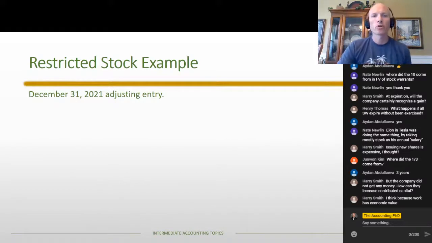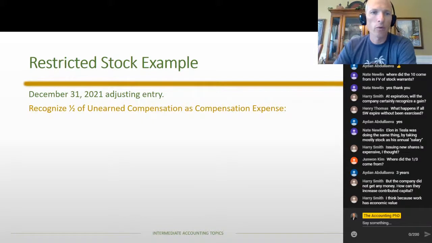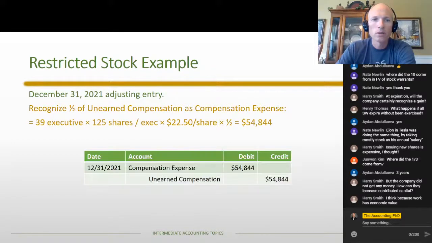So now the December 31st, 2021 adjusting entry. We're going to recognize again half of the unearned compensation as compensation expense because this is the second year of the 2-year investment period. There are 39 executives that still remain. Half of their total compensation is $54,844. And so we need to recognize that as compensation expense, and of course then that reduces any remaining balance in our unearned compensation account. Now for restricted stock, we're done now.